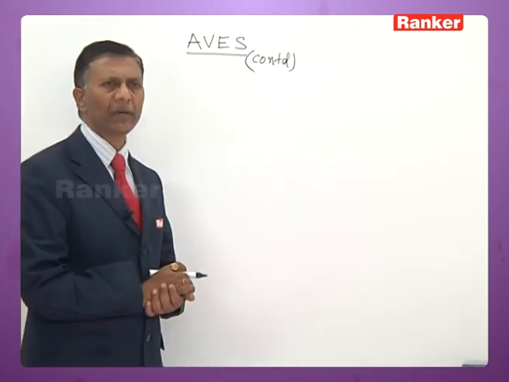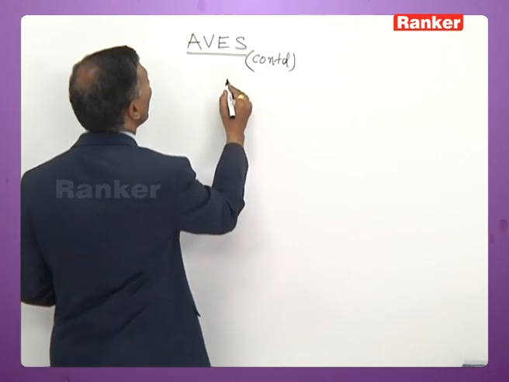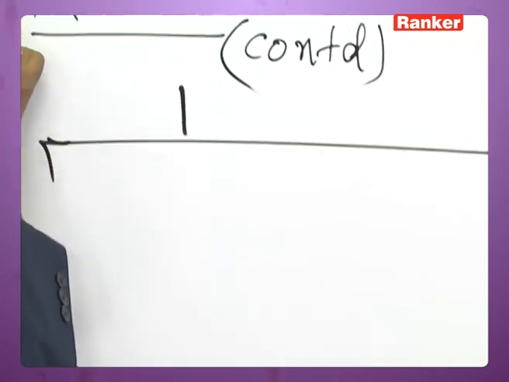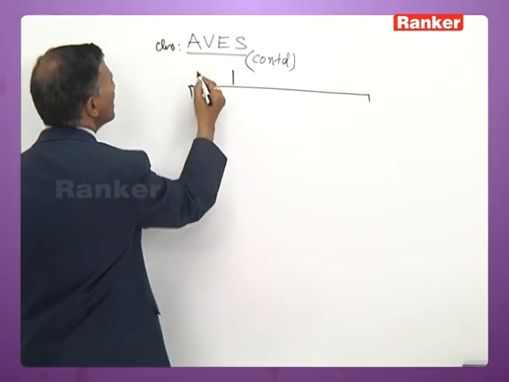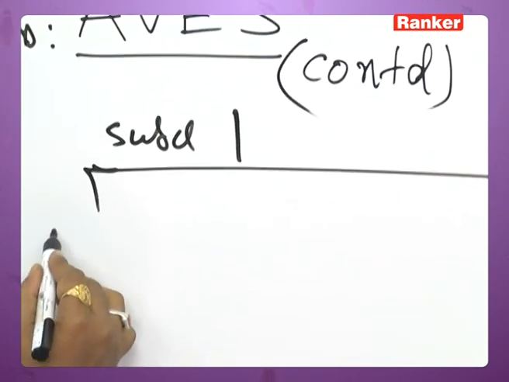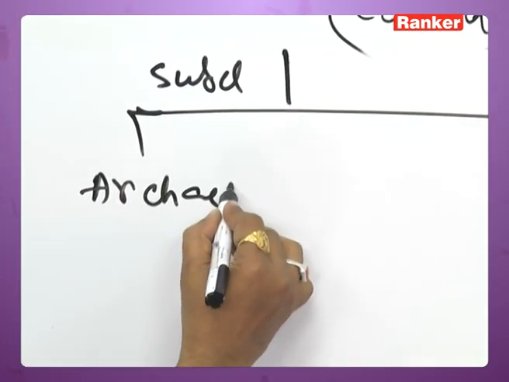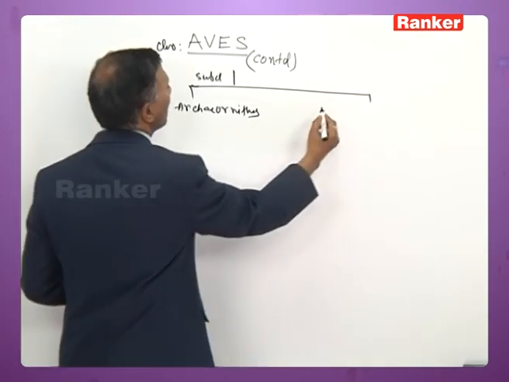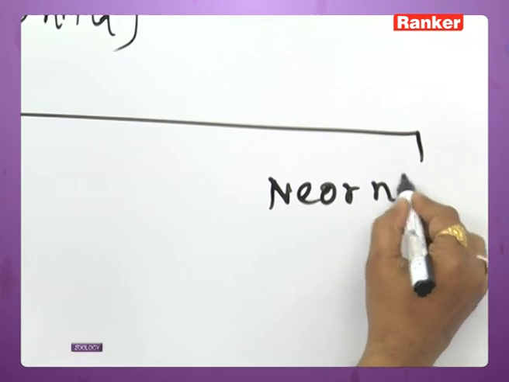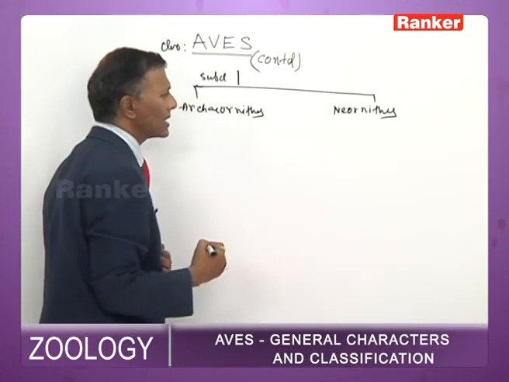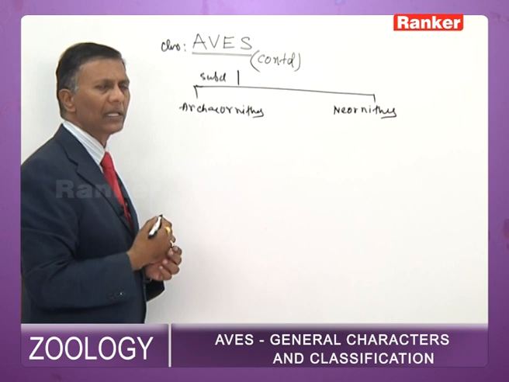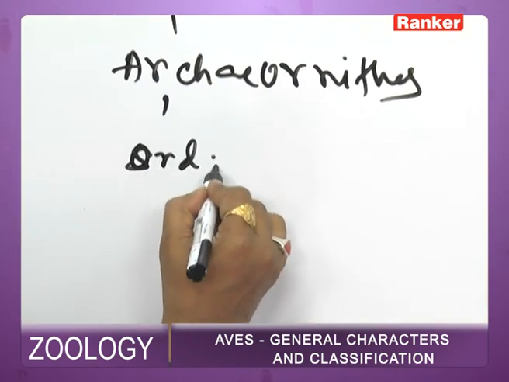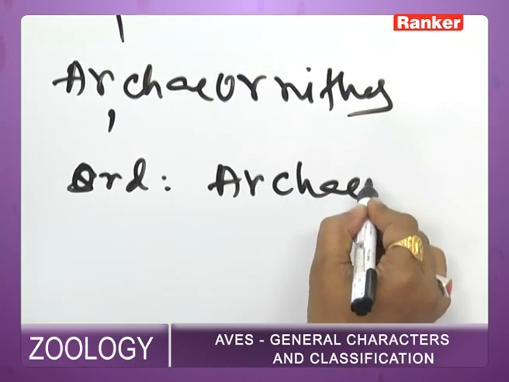The classification of birds: class Aves is divided into two subclasses. Subclass Archaeornithes, subclass Neornithes. Under Archaeornithes you have a single order, Archaeopterygiformes.